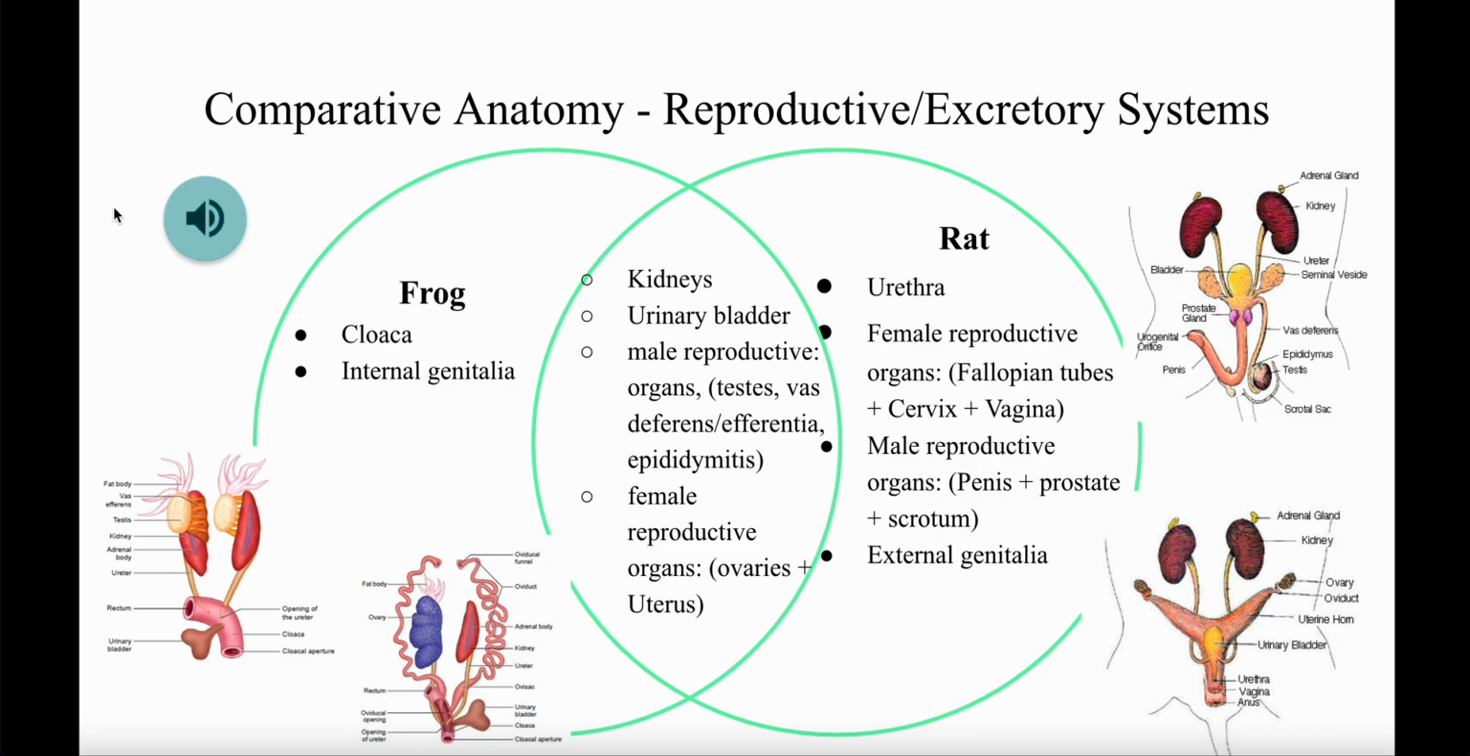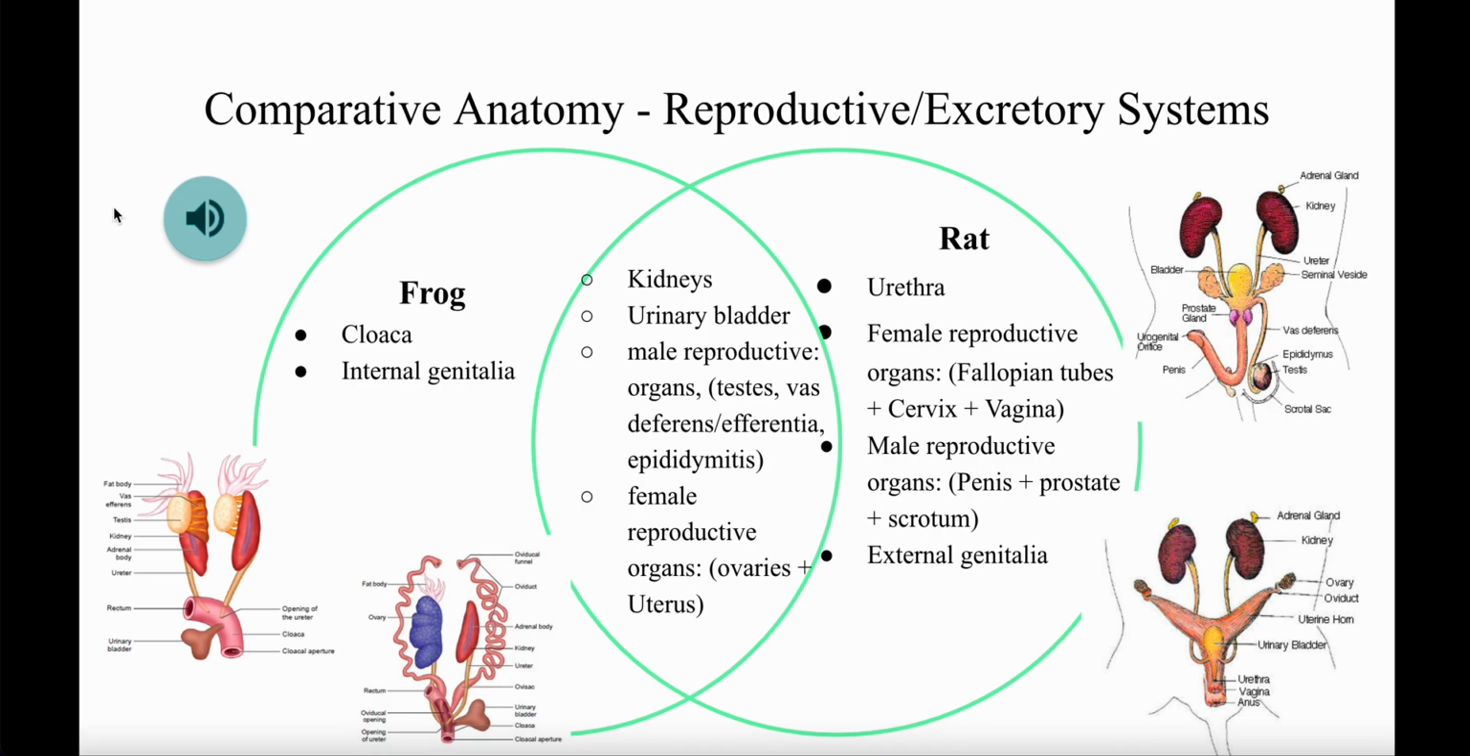On the other hand, the reproductive systems are very different. While they both have organs like testes, ovaries, and a uterus, that is the end of their similarities. In a female rat, they have fallopian tubes to hold their eggs, as well as a cervix and a vagina to push their pups. A male rat has a penis, a prostate, and a scrotum.